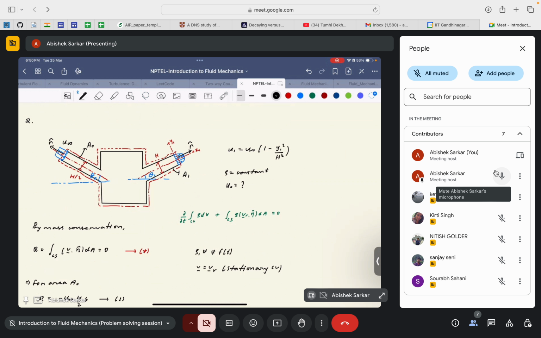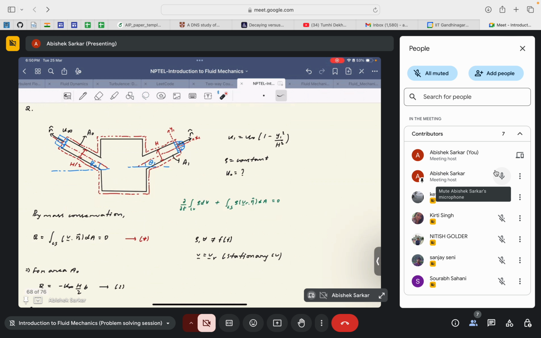It's always a good practice to start with the generic form, so that you can get a good idea which terms you are eliminating, and whether the elimination of those terms is correct or not. You can understand this when you start with the generic form of the mass conservation, or any conservation equation that you are starting with.